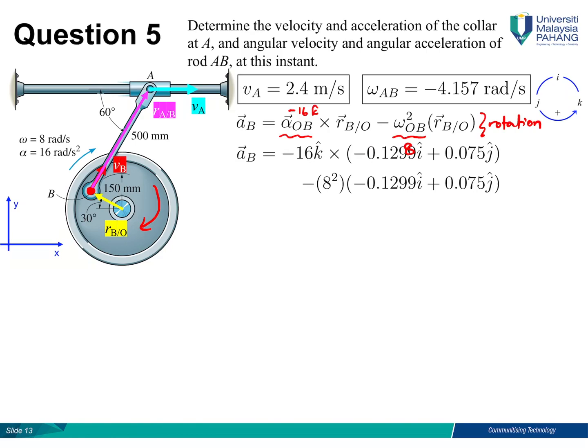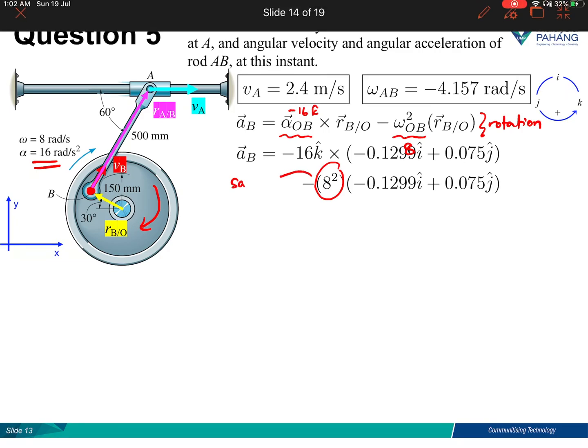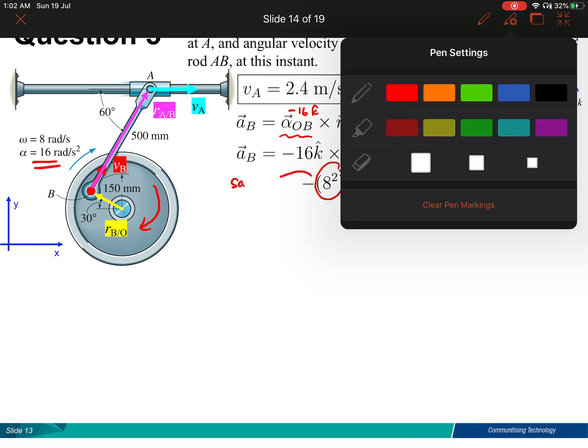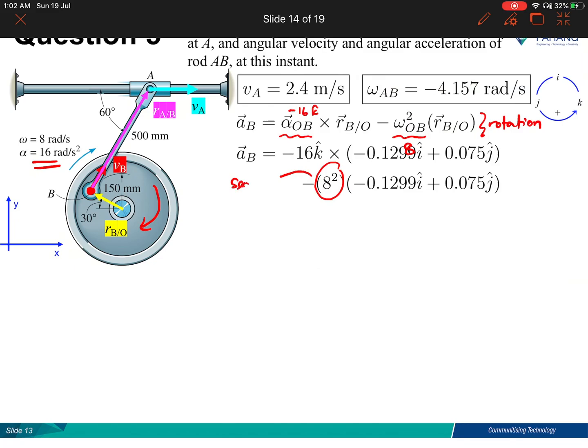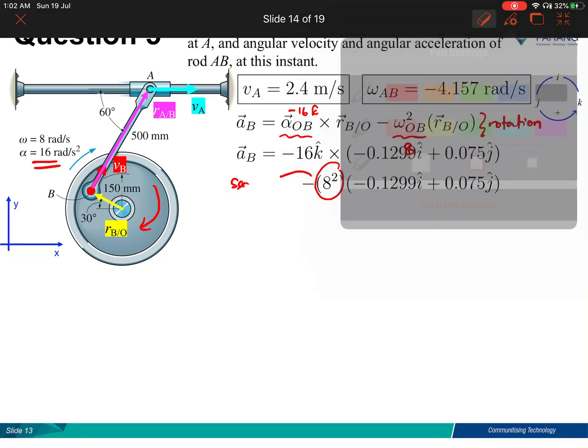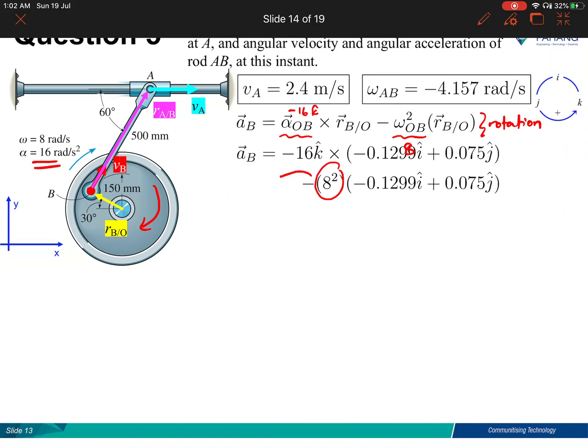AB is equal to minus 16K, which is alpha OB given. Okay, here it's given 16K. Cross product RB/O we have from previous. And here you will notice that it is 8 squared, without any negative because this is a scalar quantity. Okay, this is scalar. All right.